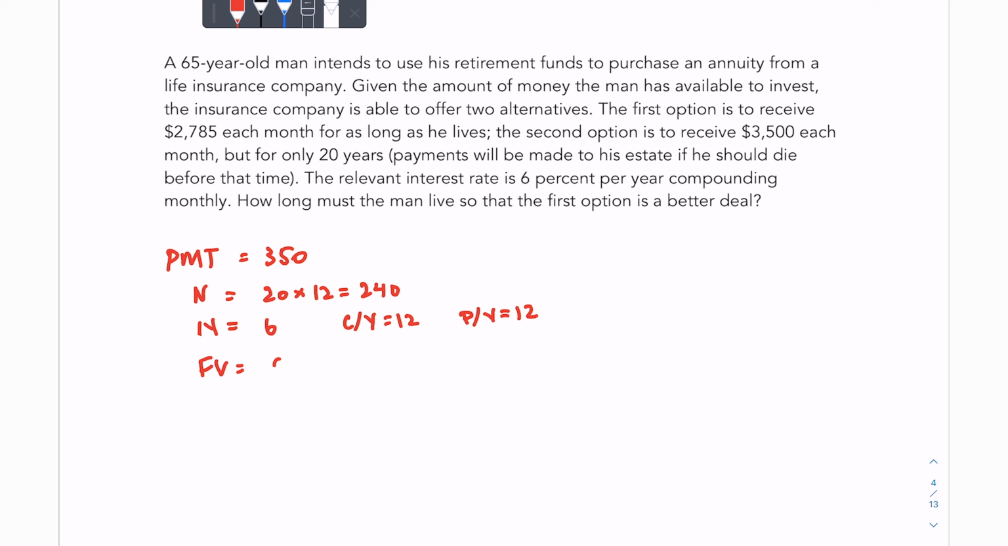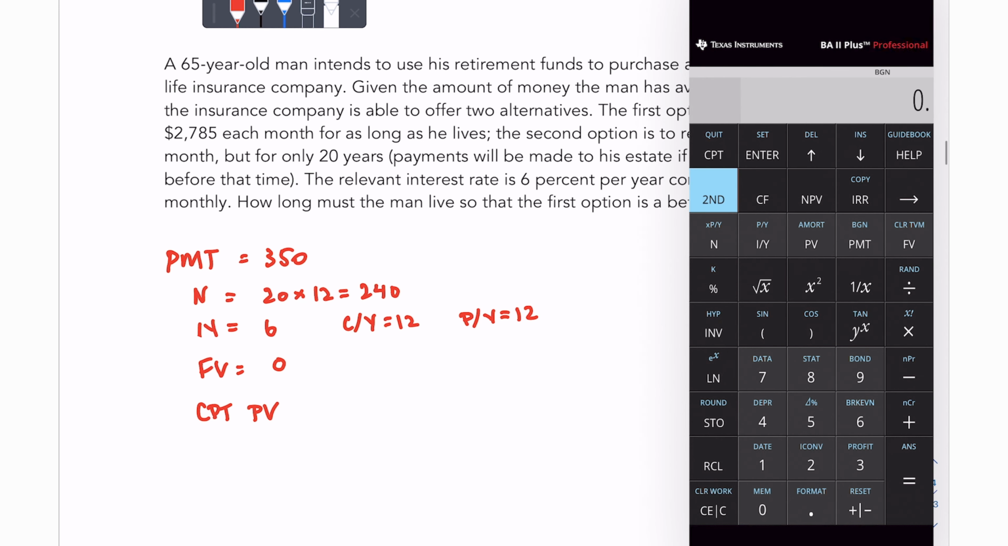Future value 0, and we're going to compute the present value for this part. So I missed a 0 here. So 3,500. Oh, it's important to turn off BGN from before. Make sure that's not on. So 3,500 PMT, 240 N, 6 IY, 12 and 12. 0 future value, compute present value. So the present value of the second option is $488,532.70.